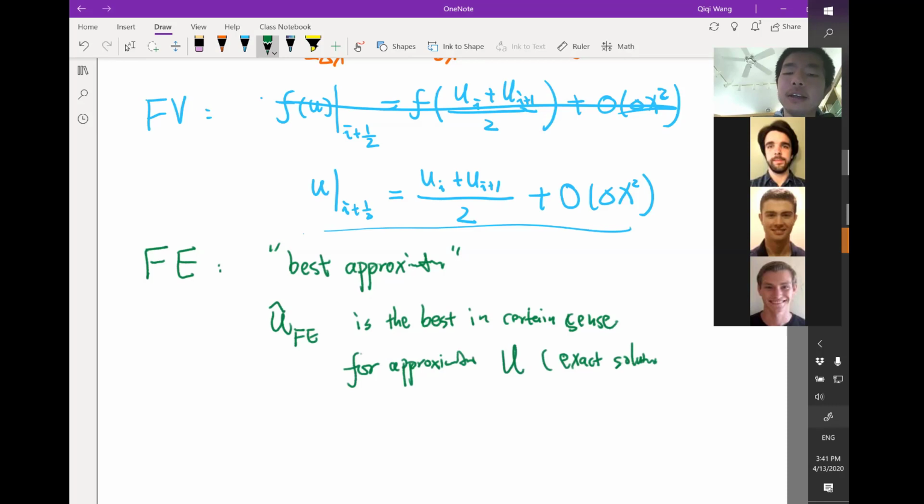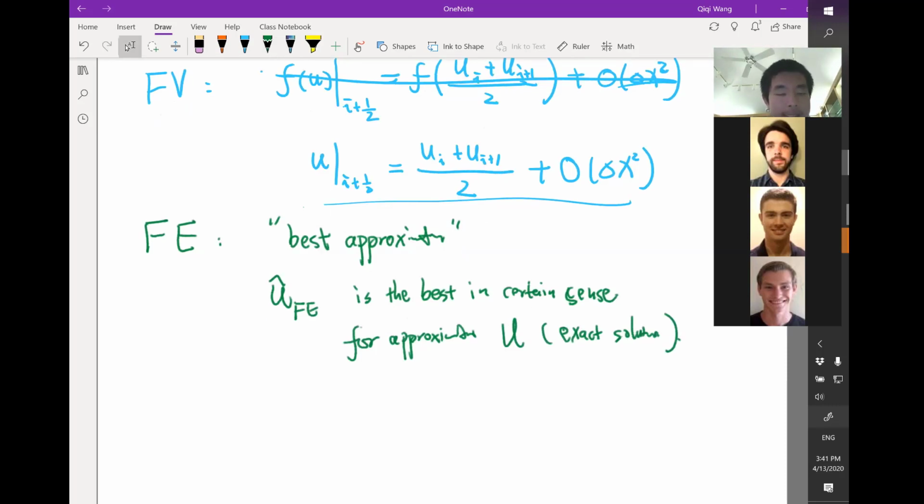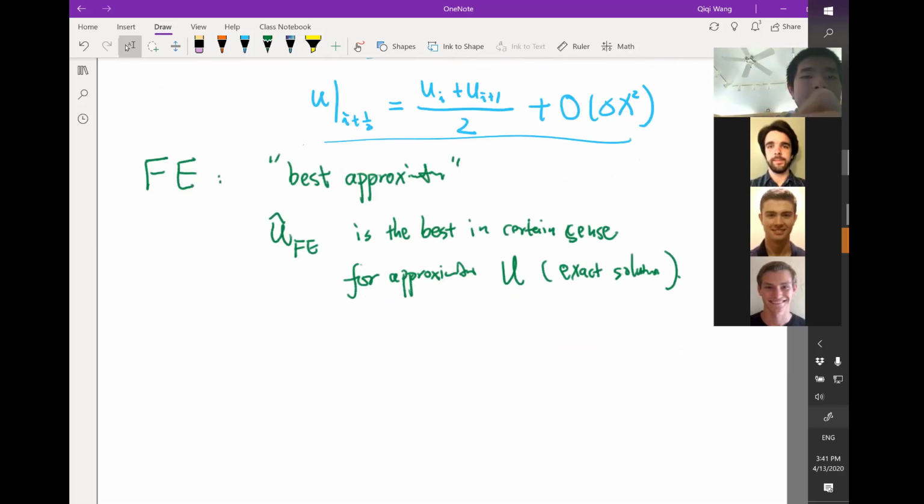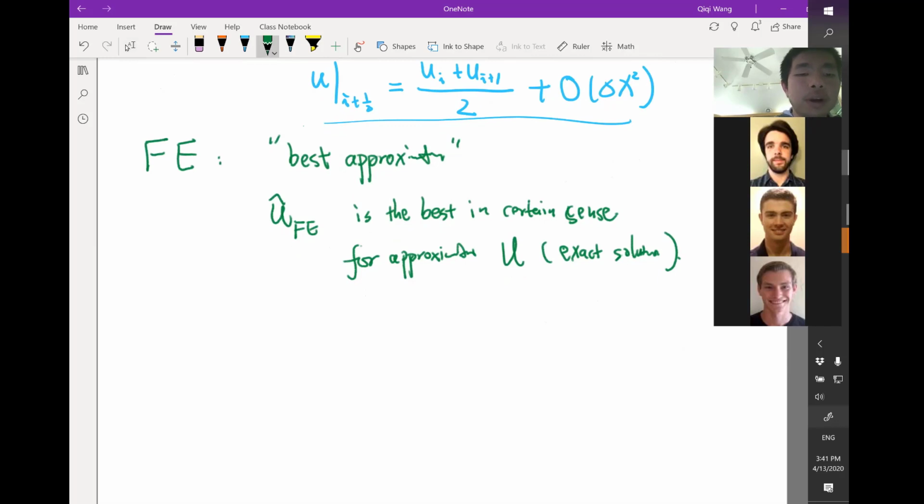Okay, so the analysis of how much error finite element makes really ultimately comes down to what is the closest function within the restricted function space to the target function. So the finite element error analysis basically comes down to what is the best approximation.